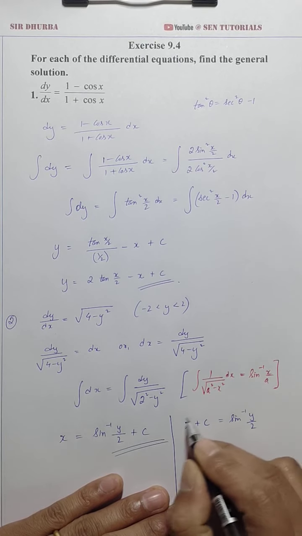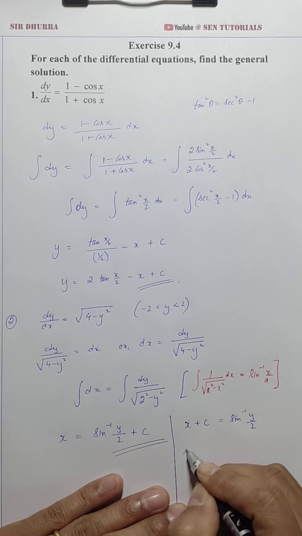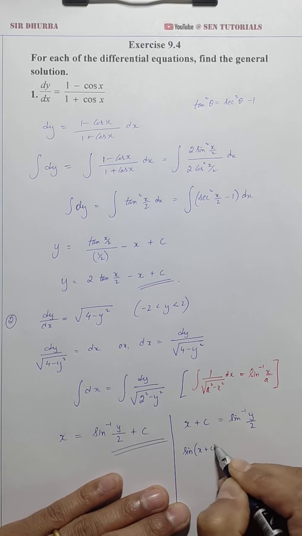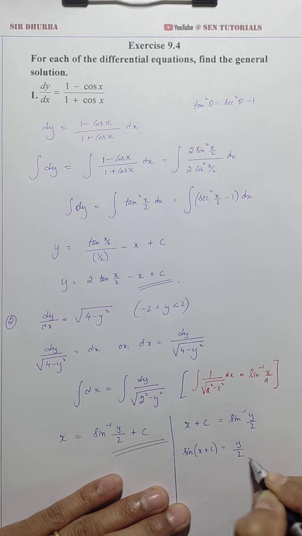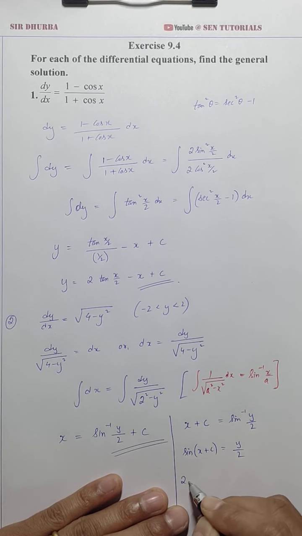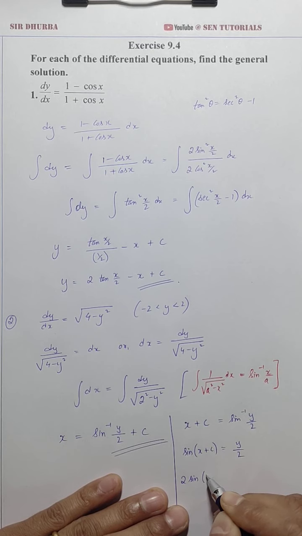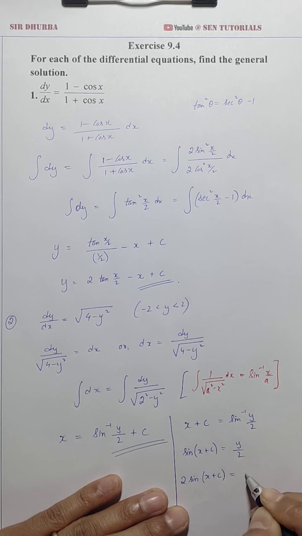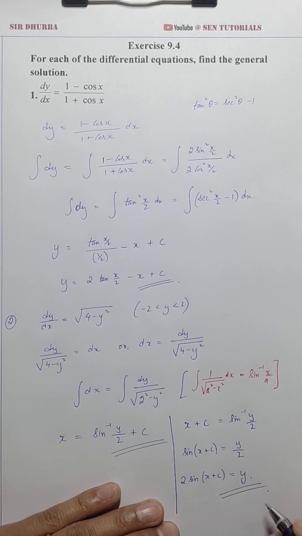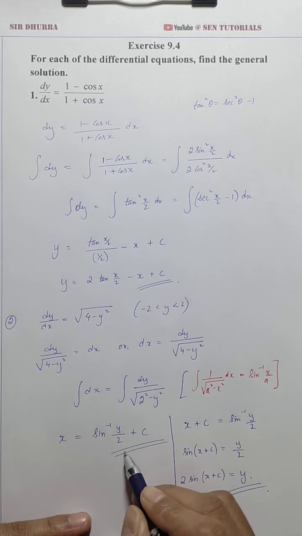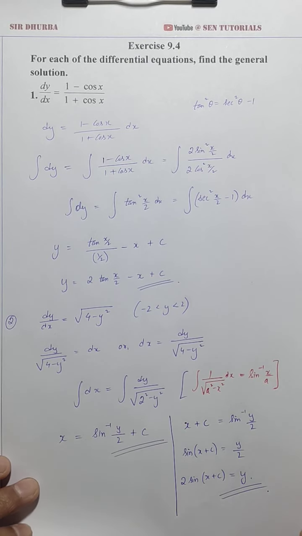Done. After that, taking inverse operation on both the sides, we can have sine of x plus c equal to y by 2, or twice of sine of x plus c is equal to y. So you can have the textbook answer, that is y equal to twice of sine x plus c. So you can do it this way, or you can leave it here also. That won't be a big problem. Both the ways are okay.